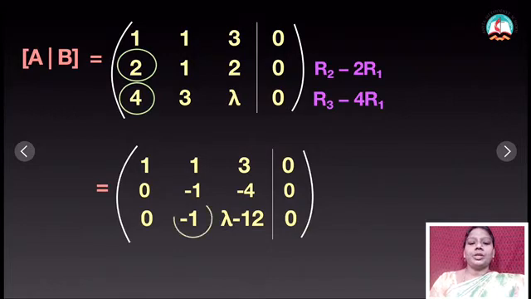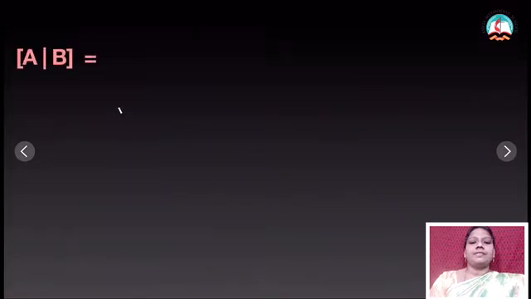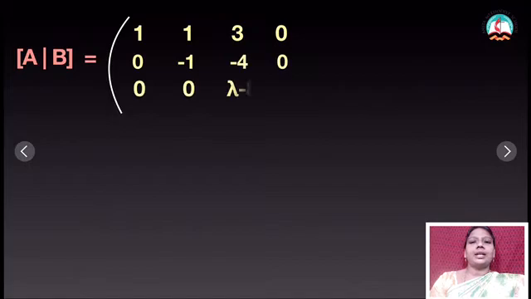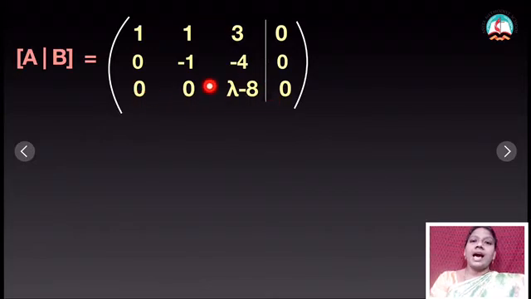For that, the calculation is R3 minus R2. Okay, because here minus, here also minus, the same sign, so we are subtracting. If you do that, we get the resultant matrix: the first row has no change, the second row also no change, and for the third row we get the augmented matrix like this. Now, according to this value only, we can say whether the system has a unique solution or a non-trivial solution.